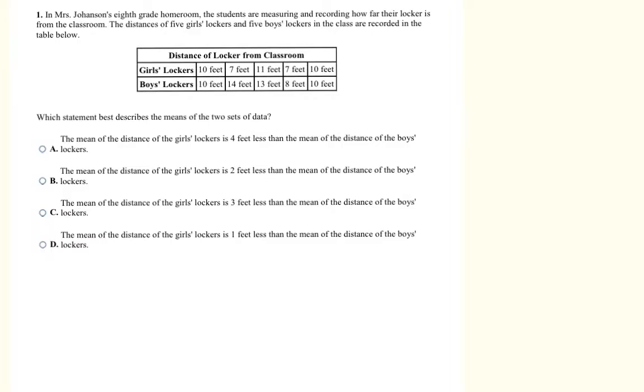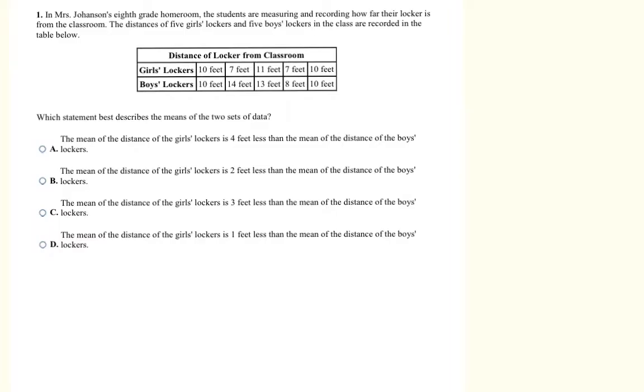So for this first example, it says, in Mrs. Johnson's 8th grade homeroom, the students are measuring and recording how far their locker is from the classroom. The distances of the 5 girls' lockers and 5 boys' lockers in the classroom are recorded in the table below. Which statement best describes the means of the two sets of data?